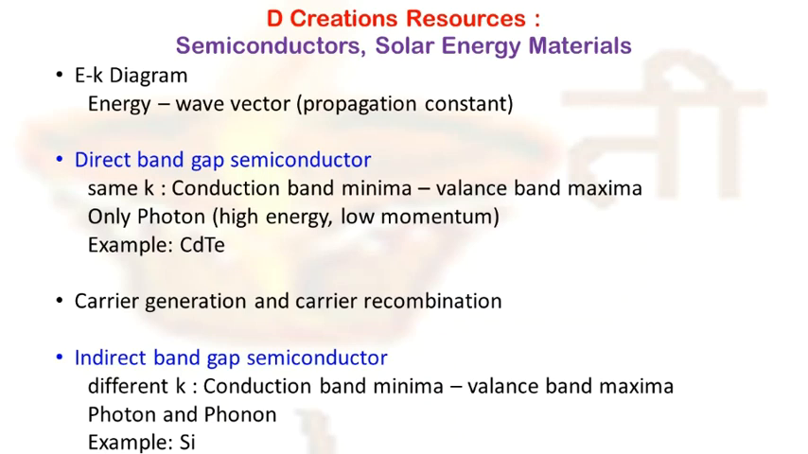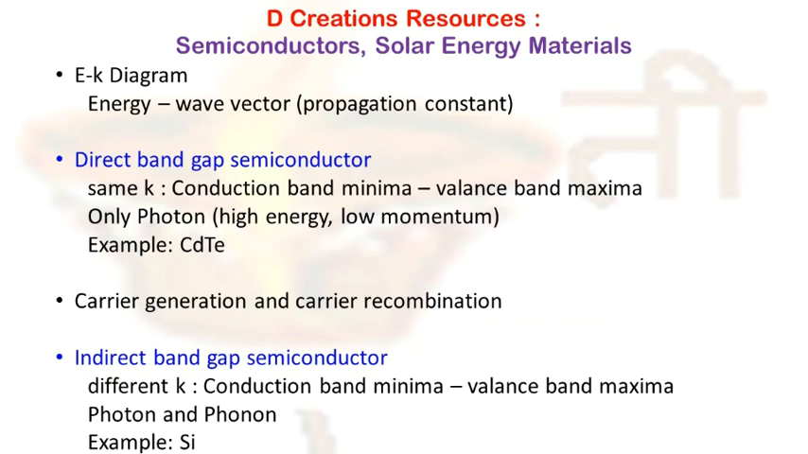Now you might wonder which of these are used for solar cell applications. Well, both direct and indirect band gap semiconductors are used. Out of the semiconductors that you know, silicon, the simplest one, is an indirect band gap semiconductor. And compound semiconductors like gallium arsenide, cadmium telluride, or cadmium sulfide are direct band gap semiconductors.